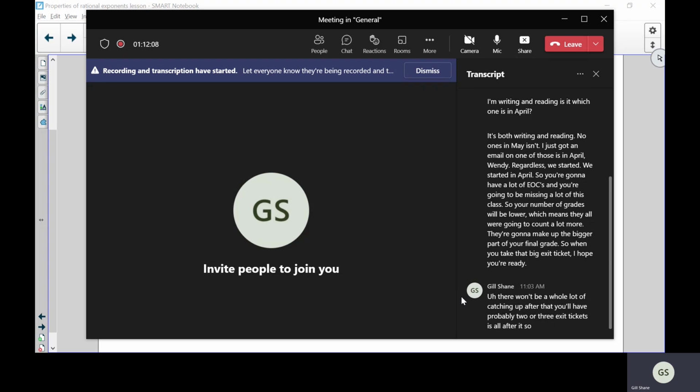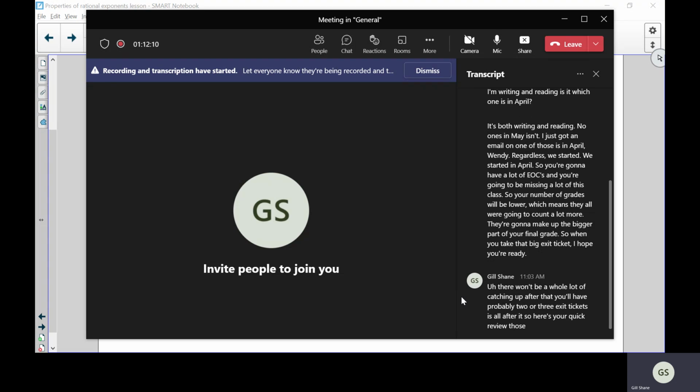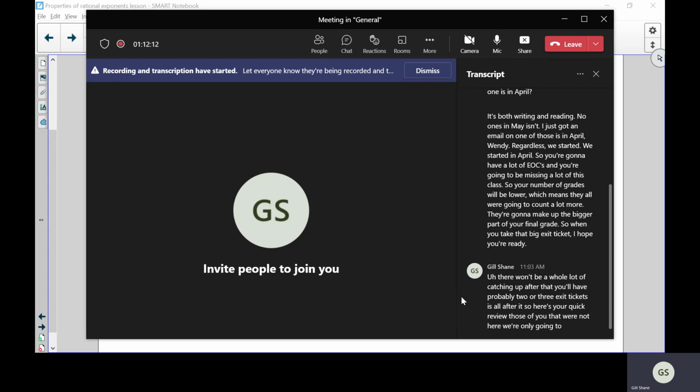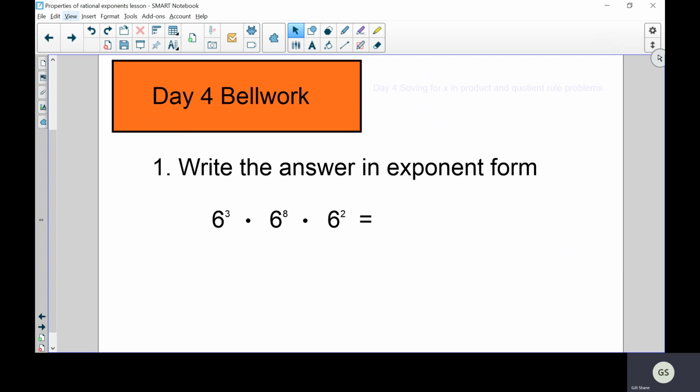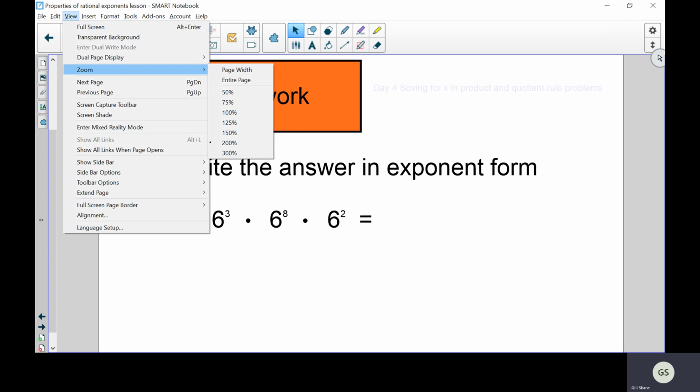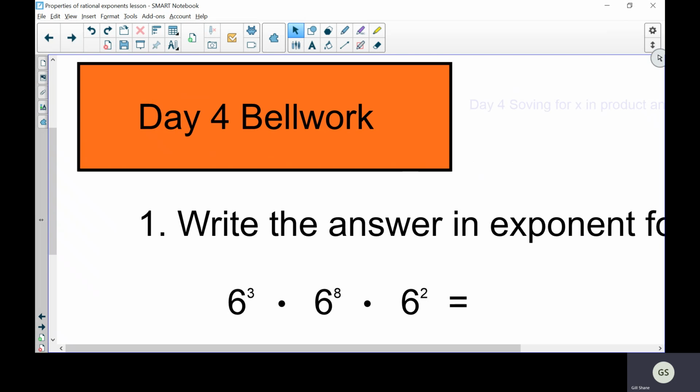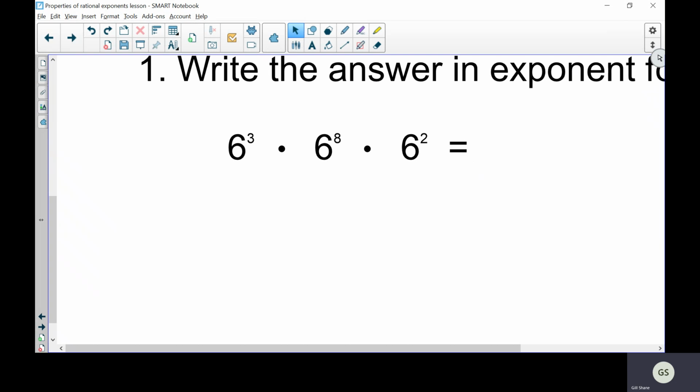So here's your quick review. Those of you that were not here, we're only going to review one rule. We reviewed a little bit about exponents, because you all learned about exponents in middle school, whether you remember it or not. When we have exponents, there is some vocabulary we need to remember.